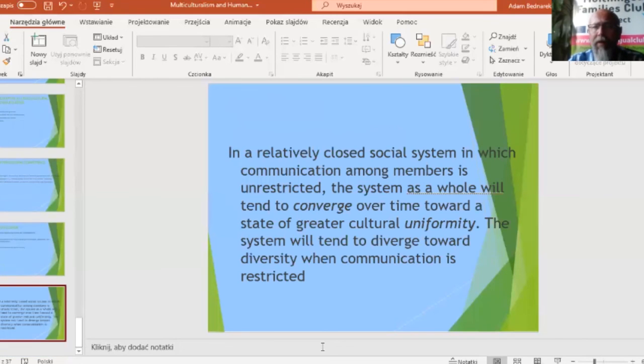Therefore, in a relatively closed social system in which communication among members is unrestricted, the system as a whole will tend to converge over time towards a state of greater cultural uniformity. The system will tend to diverge towards diversity when communication is restricted. So the point I'm trying to make here is that all this background, all this cultural meandering between realities starts at the language level, starts at conceptualization, starts at thinking. Therefore, the hidden prize at the end of a multilingual family is a multicultural child.